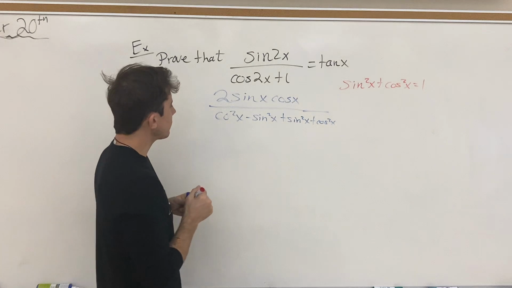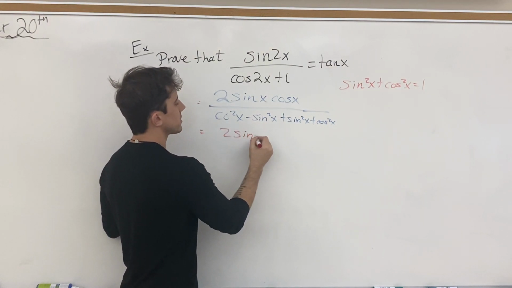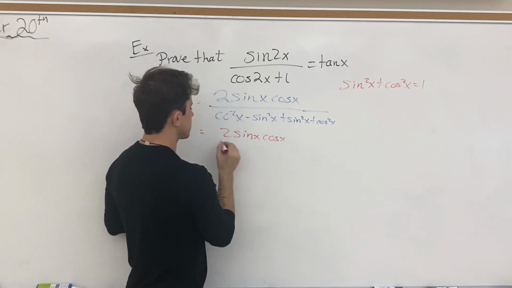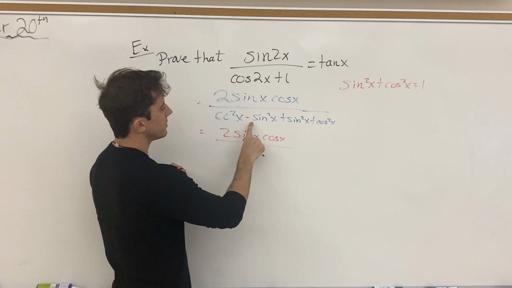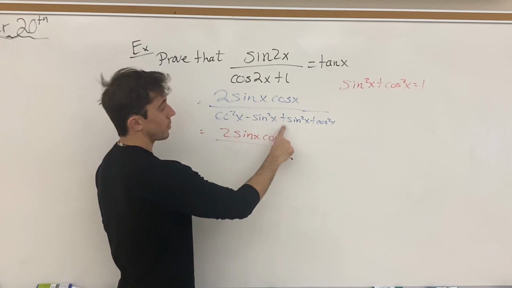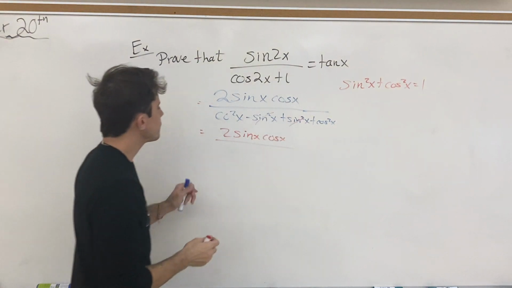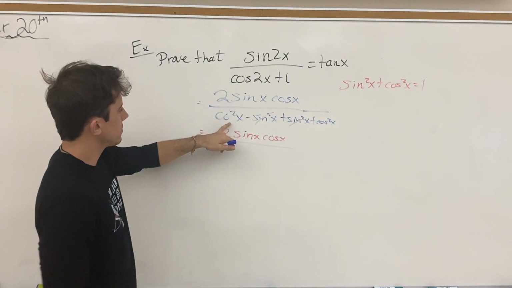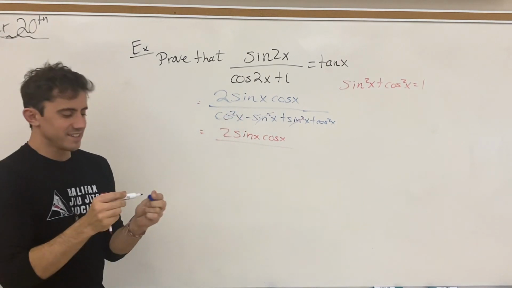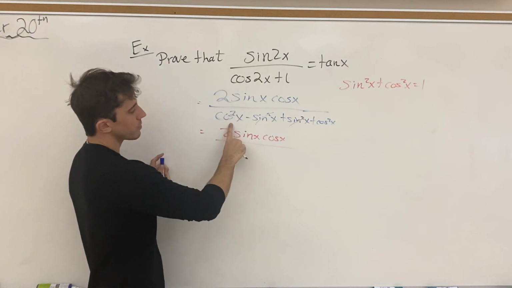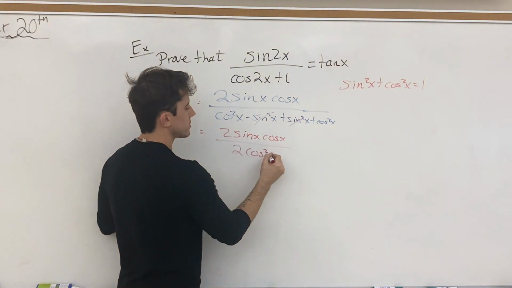So now let's see what we can simplify. So we have in the numerator 2 sine x cos x all over. Now, what can we simplify down in the denominator? We have negative sine squared x plus sine squared x. So those will cancel each other out. And now what we have left is cos squared x. Now we have cos squared x plus another cos squared x. And so 2 cos squared x.